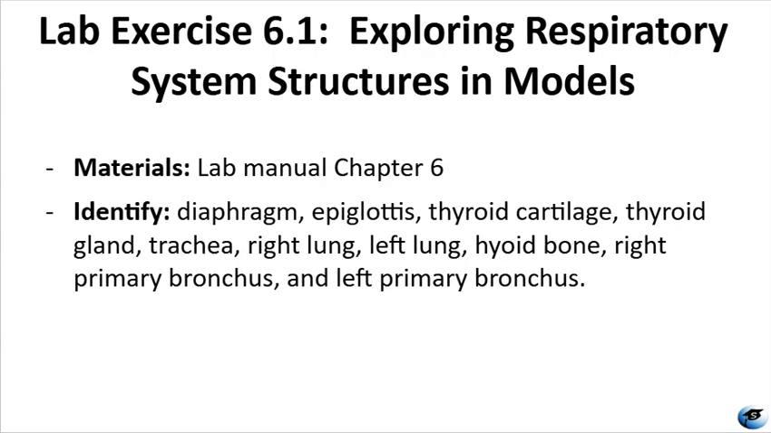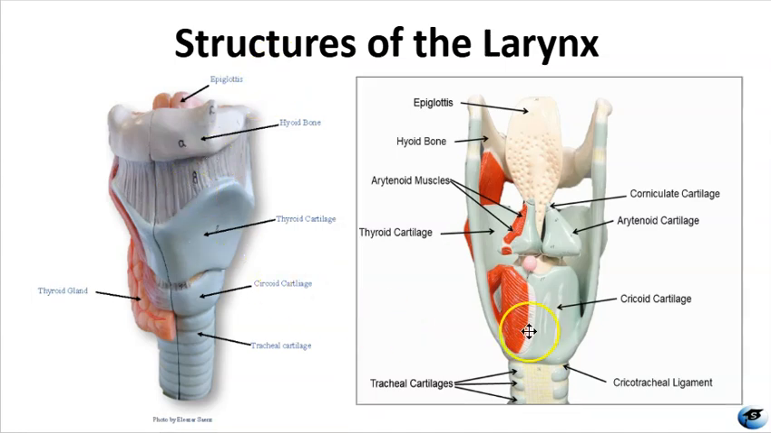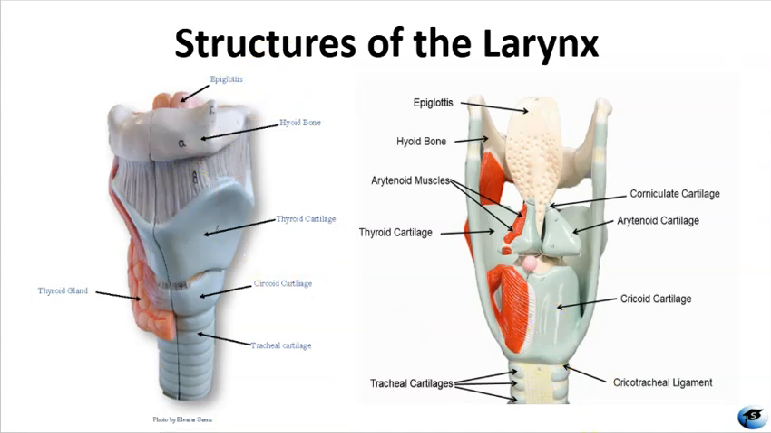For lab exercise 6.1, you will use the models to identify the diaphragm, epiglottis, thyroid cartilage, thyroid gland, trachea, right lung, left lung, hyoid bone, right primary bronchus, and left primary bronchus. So these are some examples, of course, of the anatomical models that you would see if you're in a face-to-face lab. For my online students, you could just use the figures that are in the lab manual.